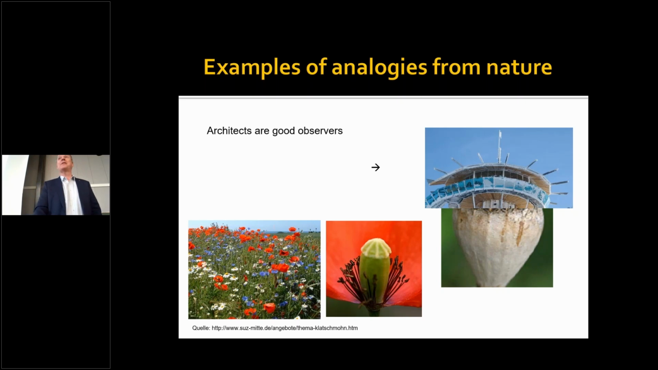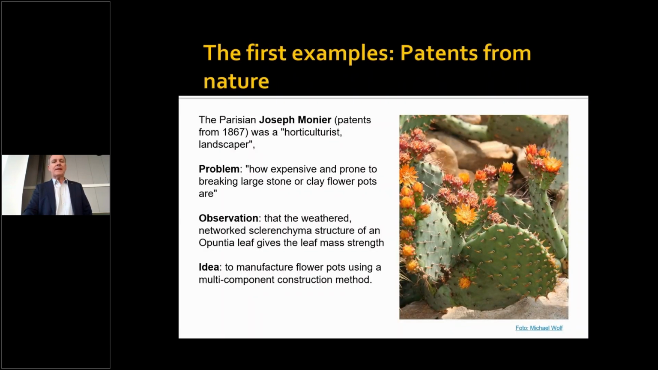Okay, architects are good observers as well. Here, this is a Wurmkogel bar, and it looks very, very similar to this capsule of the Papava species. There was another horticulturist and landscaper, Joseph Monnier, and I am quite sure that the architects know his name, because what did he observe? He had huge plant vessels, and when he left the soil in there over winter, they very often broke down, and they were very expensive. So he was thinking about a solution, and in this cactus, the Opuntia, he observed that when they got rotten, they have a sclerenchyme network in the leaves that gives stability to the leaves.